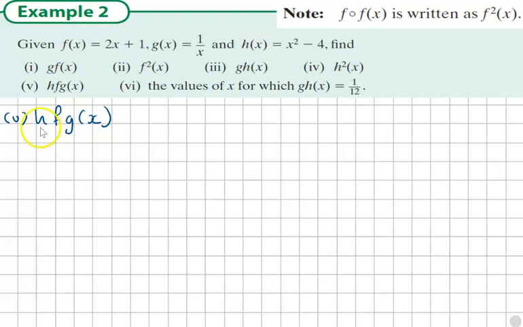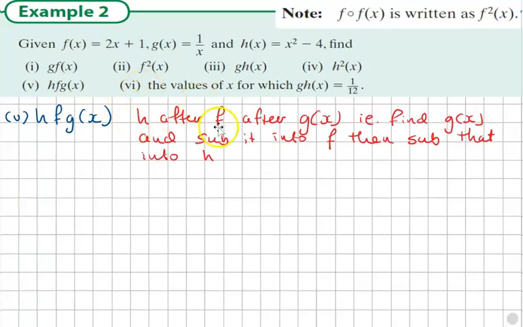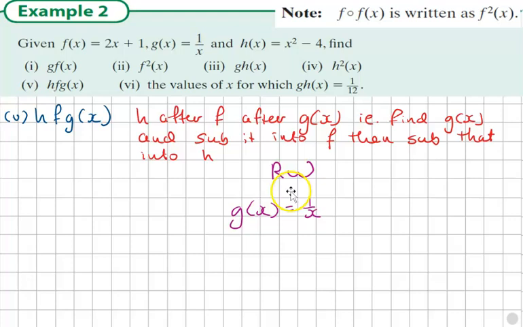Part 5, h after f after g of x. So we're using all 3 functions now. That is, find g of x and sub it into f, then sub that into h. So rough work is just to write down our first function. Remember, it's always the function on the right hand side that we start with. So g of x equals 1 over x. We got that from the question.